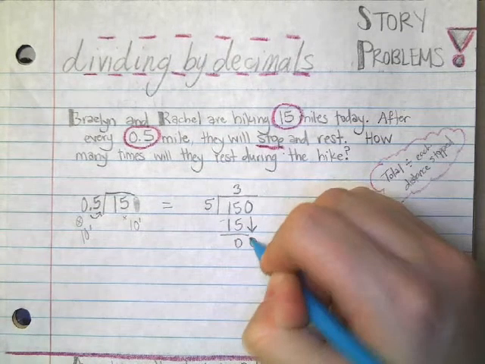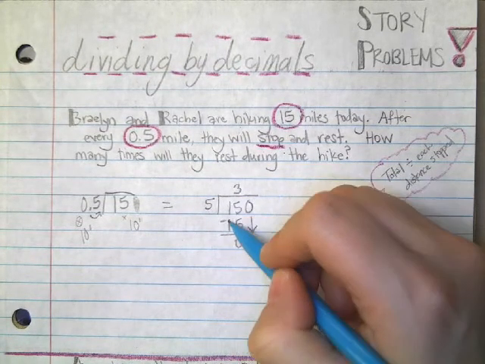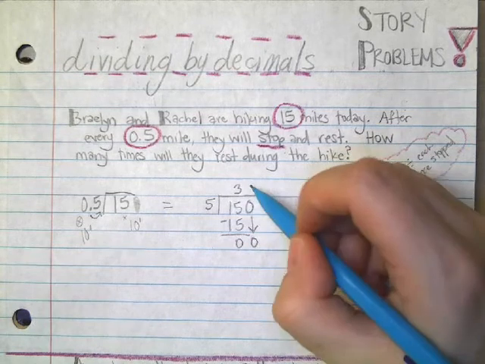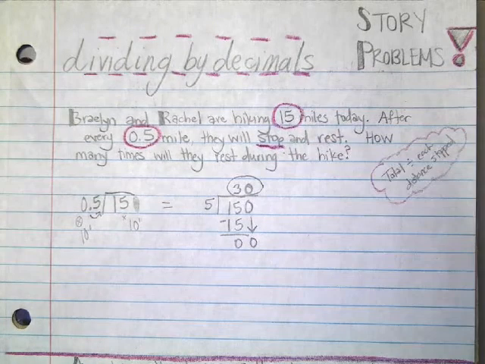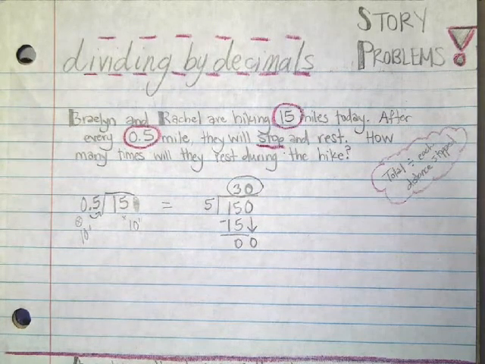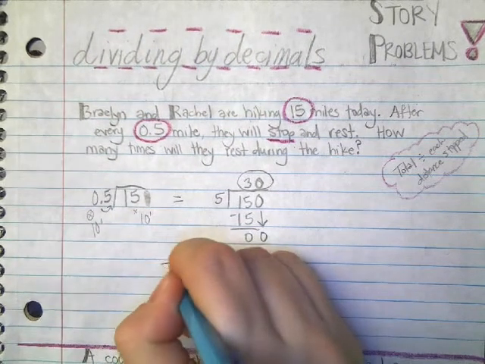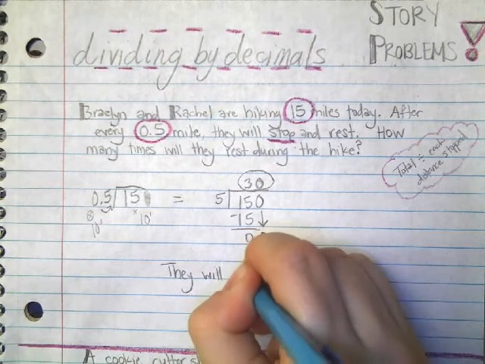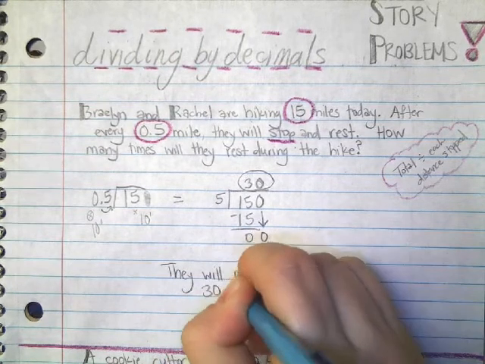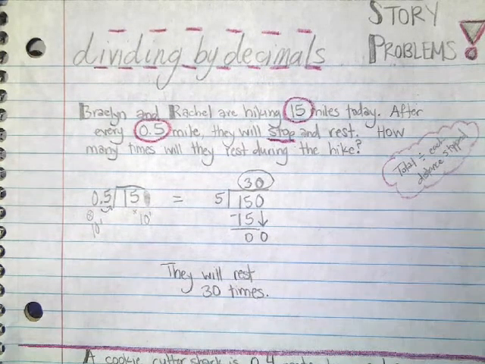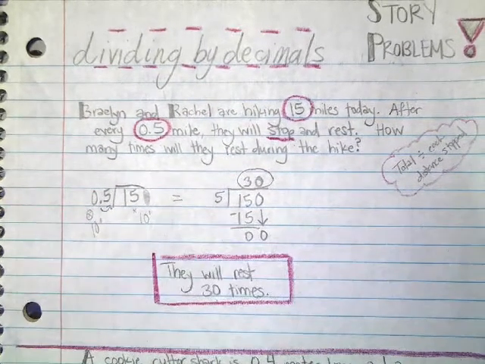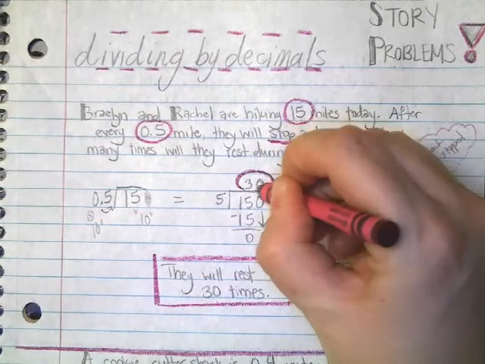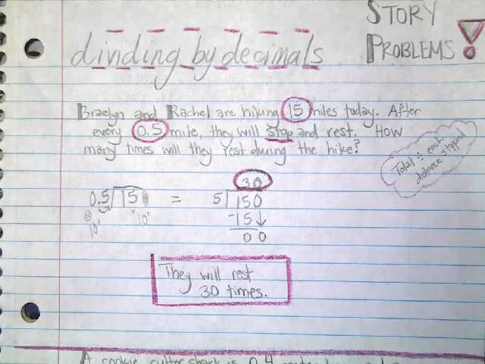Okay, 5 goes into 15 3 times. Bring down the 0. Five goes into 0 zero times. And I know it would be 0 at the end. So my answer is 30. The question is, how many times will they rest during the hike? They will rest 30 times. See how that worked? Not too bad.